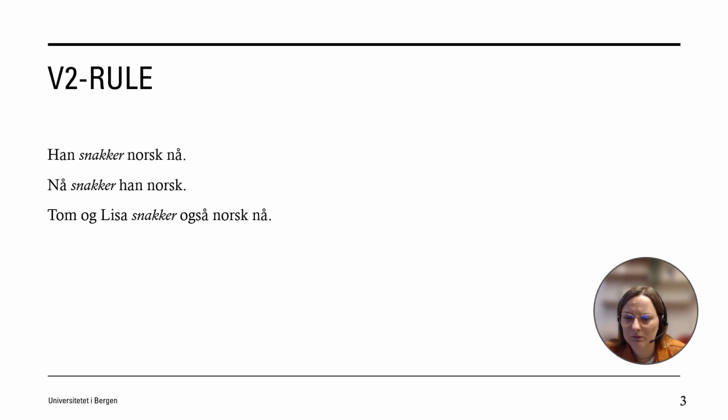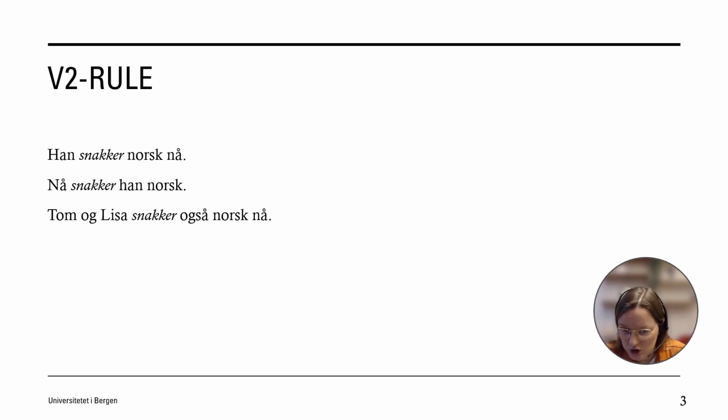Now, why is this important to know? Well, one of the most important rules, maybe the most important rule in Norwegian grammar, is what we call the V2 rule, that the verb must be the second element in a Norwegian main clause. So to abide by this rule, you need to know what a verb is. In sentences like han snakker norsk nå, the action of the sentence is snakker, so that's the verb, and that has to be the second element.